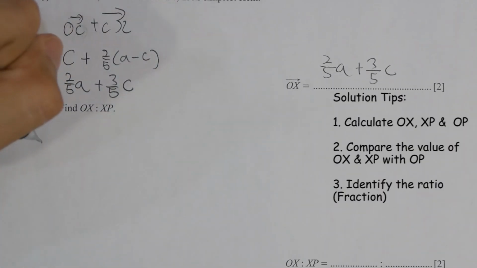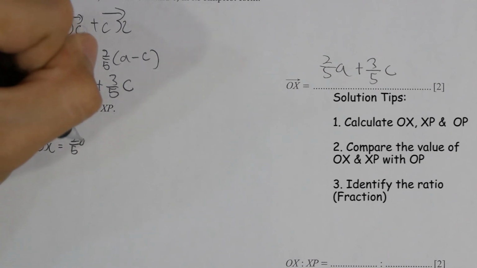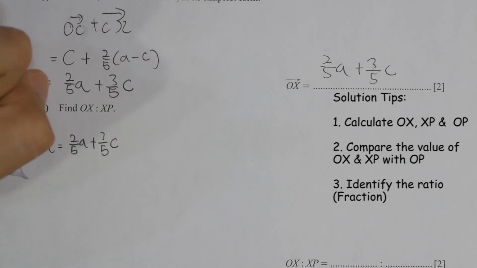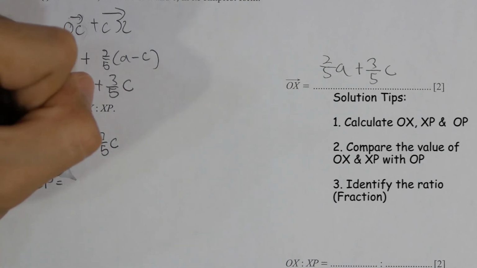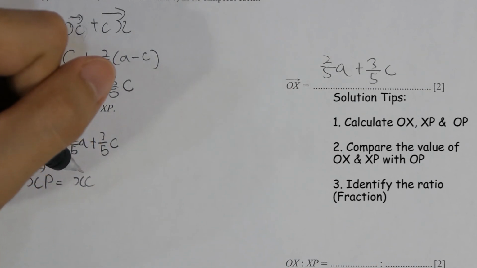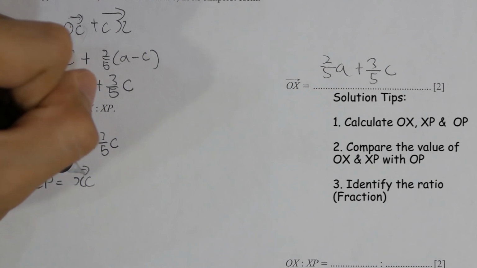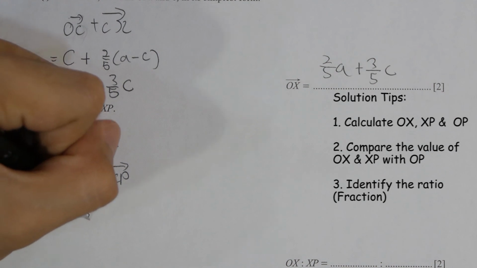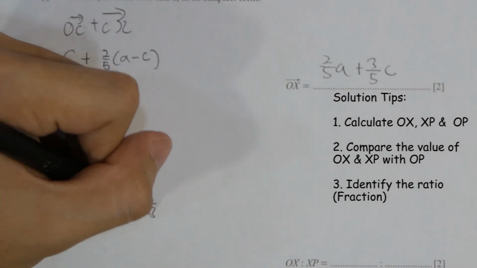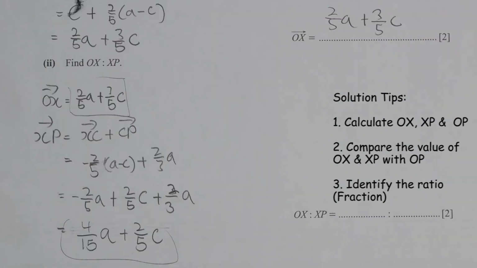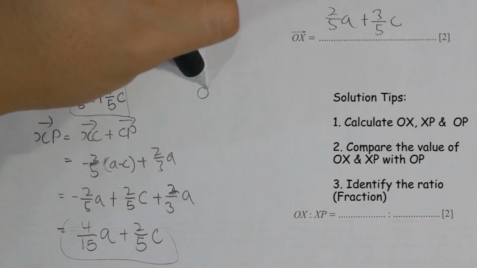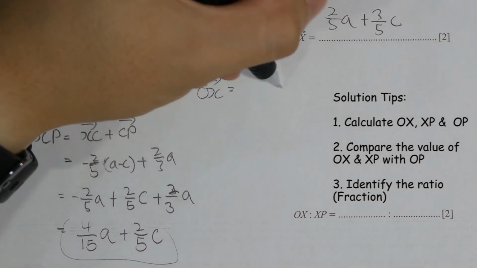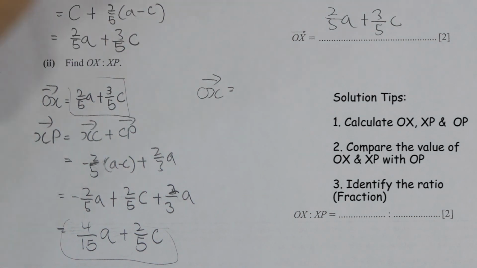For part 2, find OX to XP. OX value will be part 1's answer, 2 over 5A plus 3 over 5C, whereby for you to find XP, it is XC plus CP, which is -2 over 5 AC plus 2 over 3A. After the calculation, you will get 4 over 15A plus 2 over 5C.